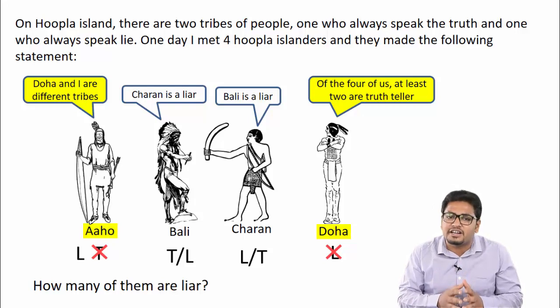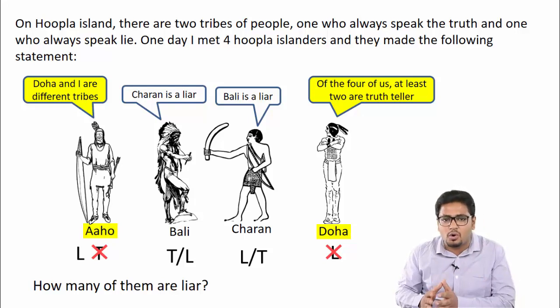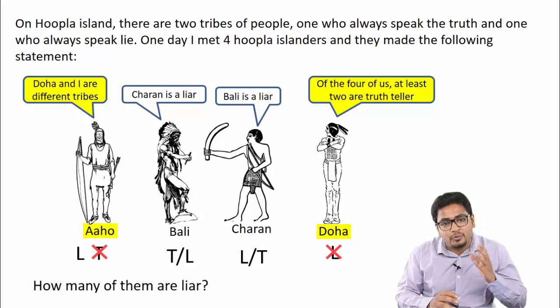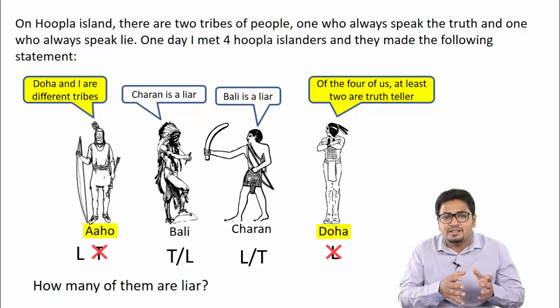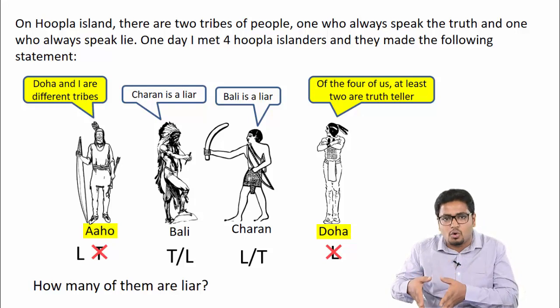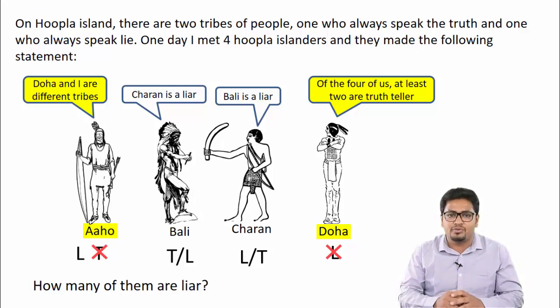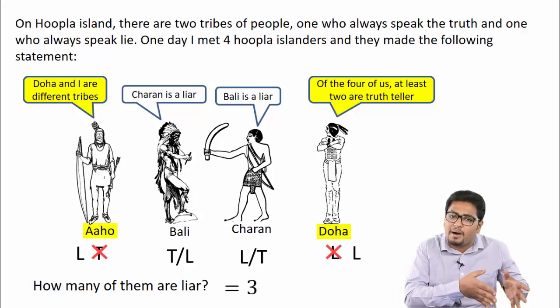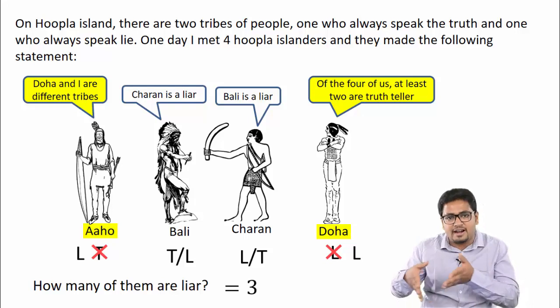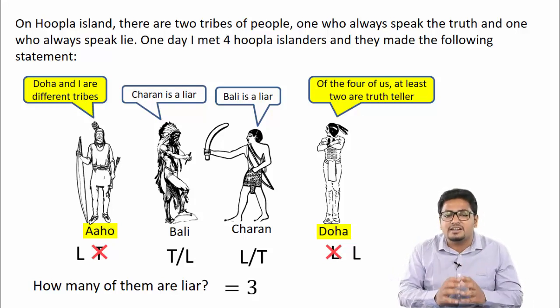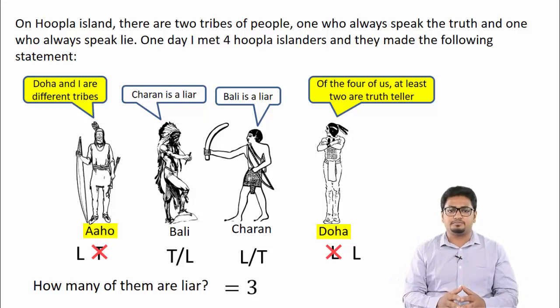Now if we look at the statement made by Aho, it says that Aho and Doha are from different tribes, which is a false statement. This makes Aho and Doha of the same tribe, and Doha also becomes a liar. So in all, we got three liars, right? One among Bali and Charan, Aho and Doha. So the answer is a total of three liars.